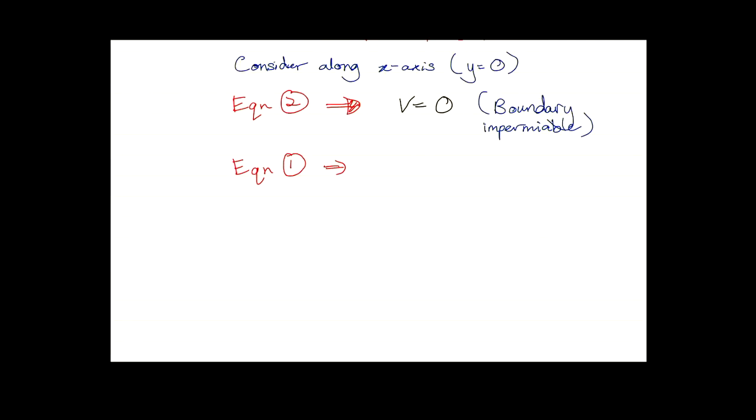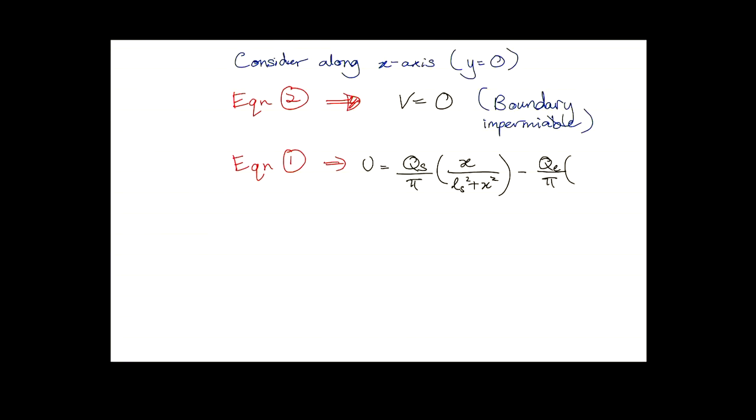So I'm going to get u equals qs over pi times x over ls squared plus x squared, minus qe over pi times x over le squared plus x squared. Okay?